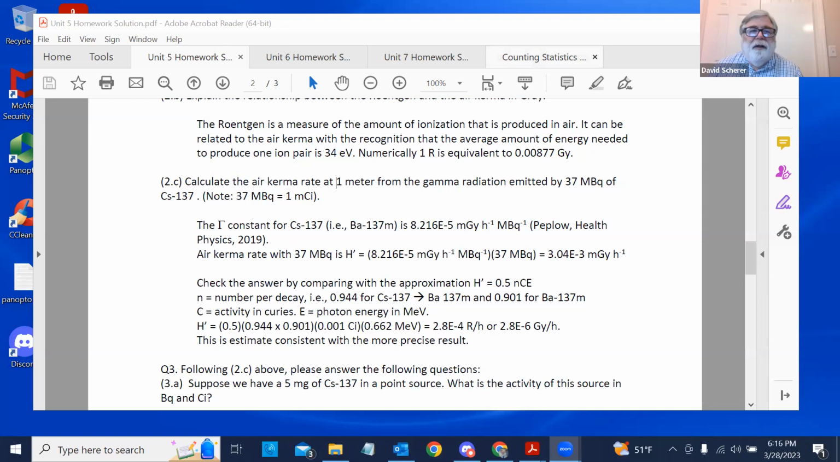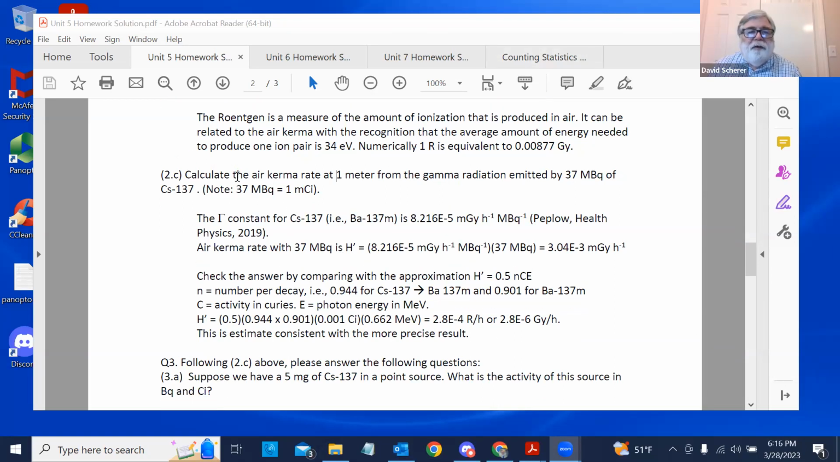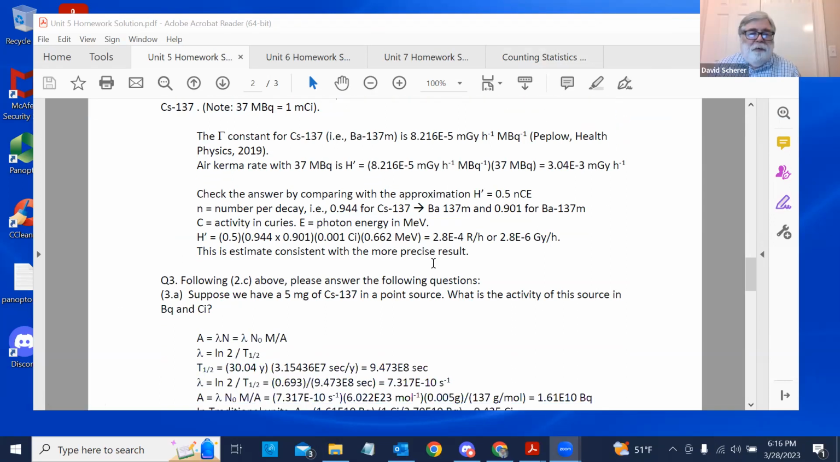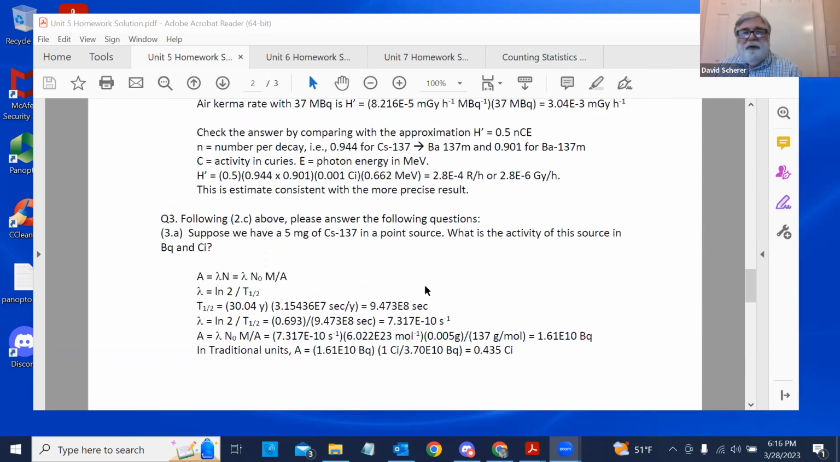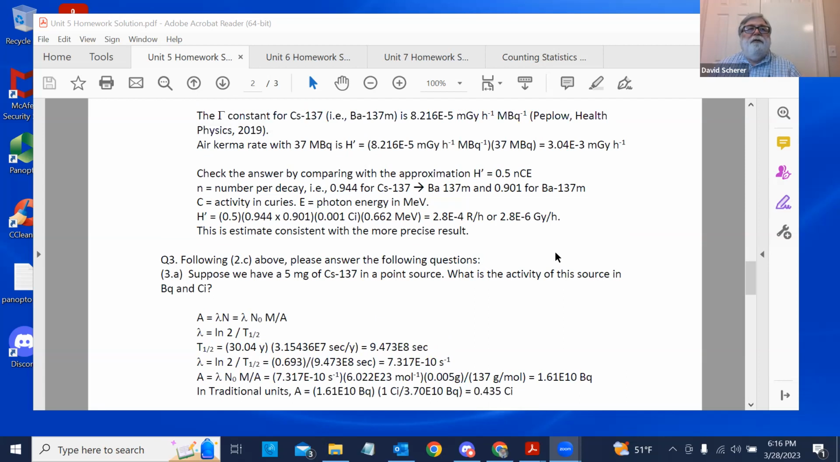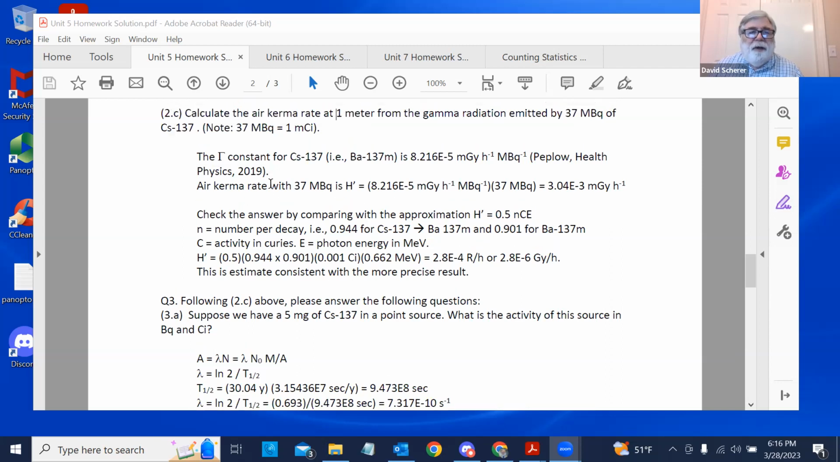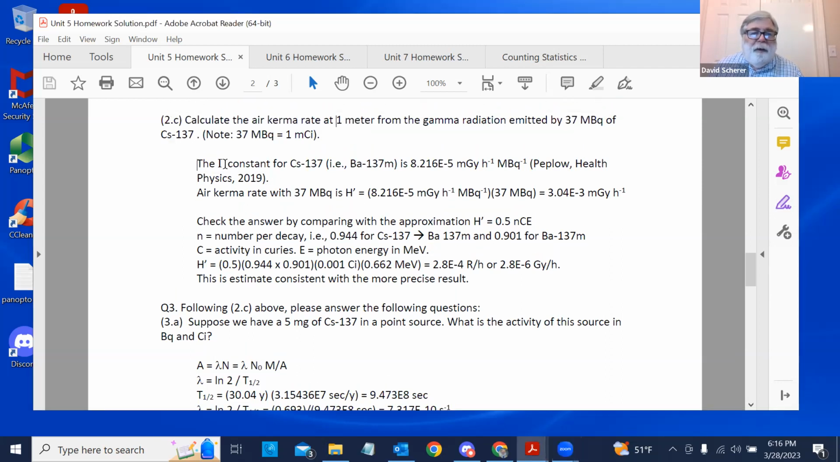There we go. Okay. So this problem was, calculate the air kerma rate at a meter. A lot of people did like what we do in question 3. They figured out what the activity is, what the photon energies are, what the absorption coefficients are, etc., and did it that way. For this problem, I thought it was acceptable to just use the gamma constant. I gave you a table of gamma constants, so I just went to that table, the one from Health Physics by Peplow, and looked up what the gamma constant is.